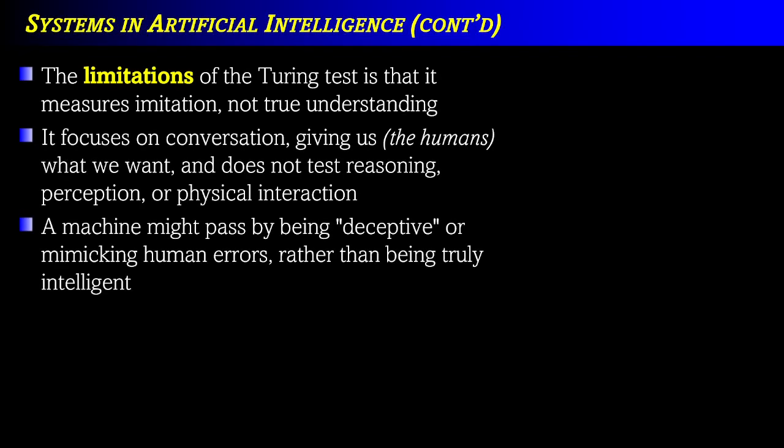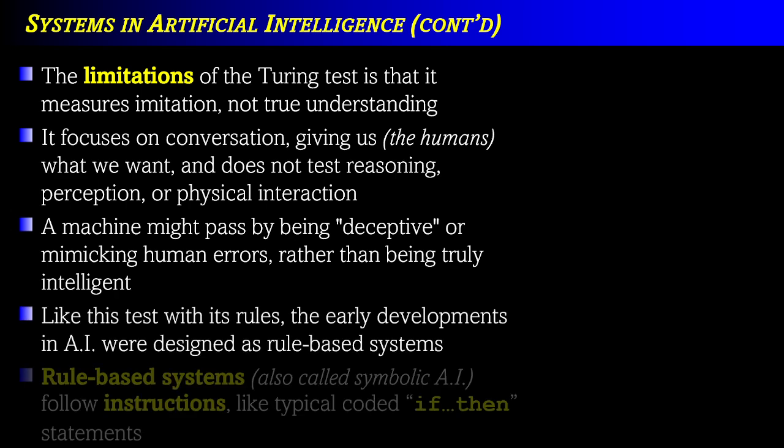The limitation of the Turing test is that it measures imitation, not true understanding. It focuses on conversation, giving us, the humans, what we want, and does not really test reasoning or perception or physical interaction. A machine might pass by being very deceptive or mimicking human errors rather than being truly intelligent.